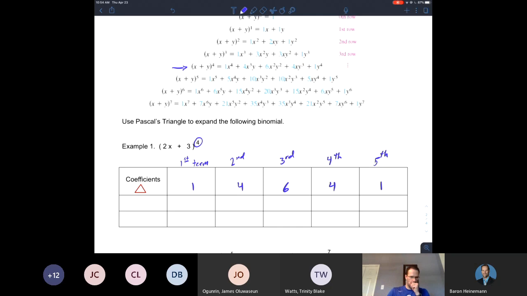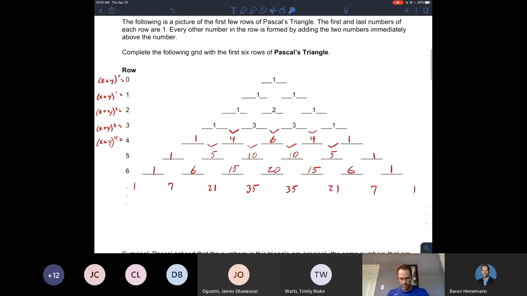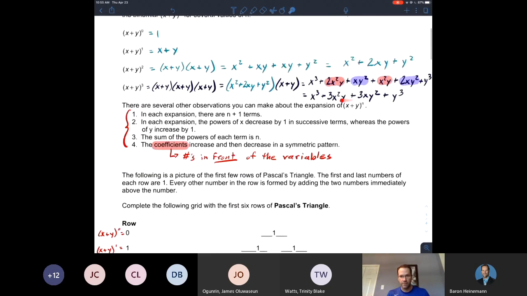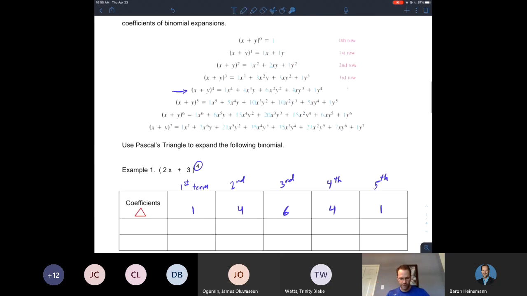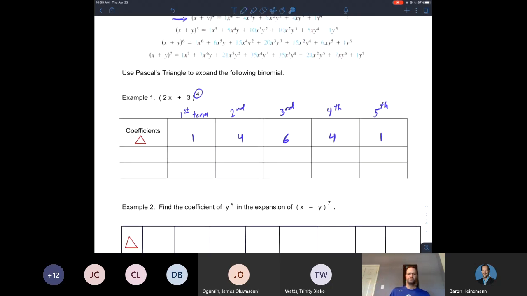Here we were asked to actually expand the whole binomial, right? Find the following expansion. So we have to write out the full expansion, and it's going to have 5 terms because it's to the 4th power.